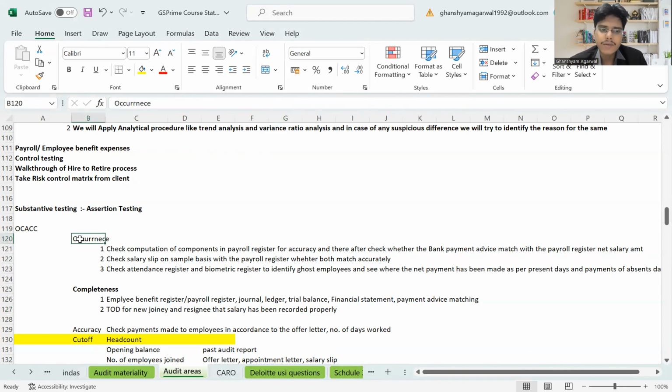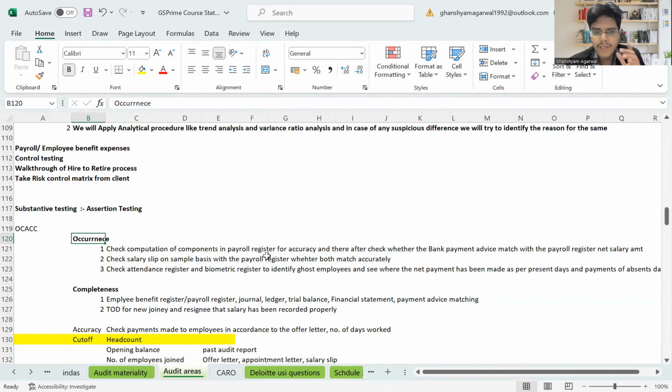Occurrence. In this section we are trying to keep it very short and simple so that you are able to tell it in the interview. Completeness is register to trial balance to ledger, that's completeness. Occurrence means whether the employee exists or not, that there is no fake employee or ghost employee case. You'll check the computation of the components in the payroll register for accuracy. Thereafter, you'll check whether the payment advice matches the payroll register net salary amount.